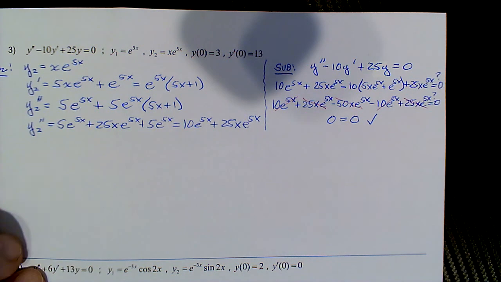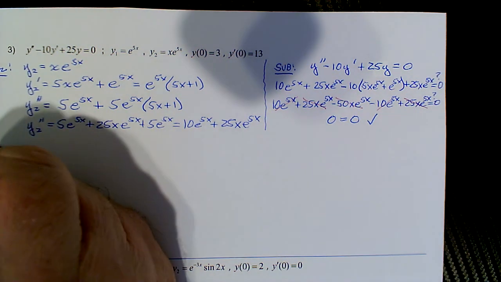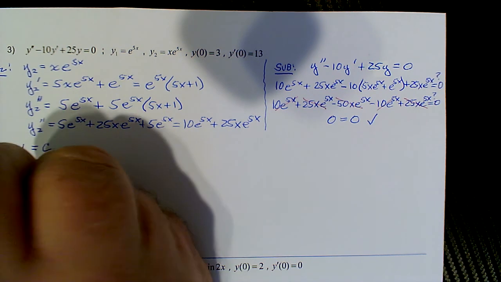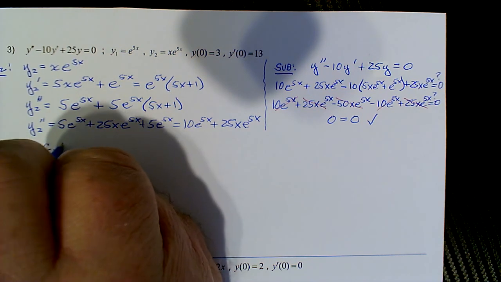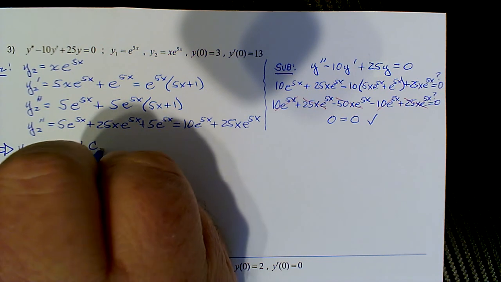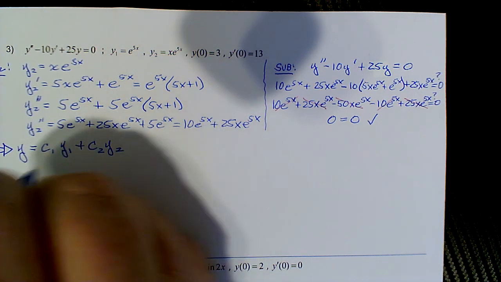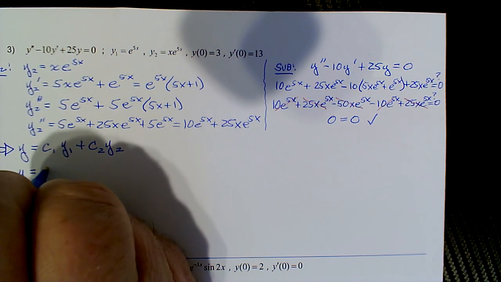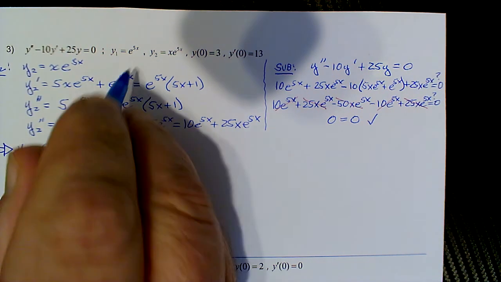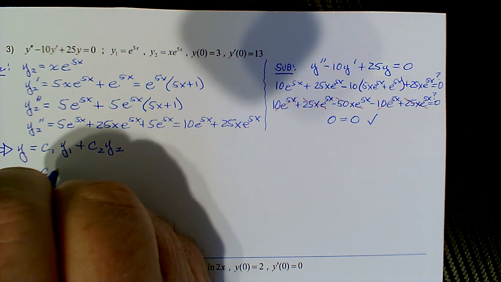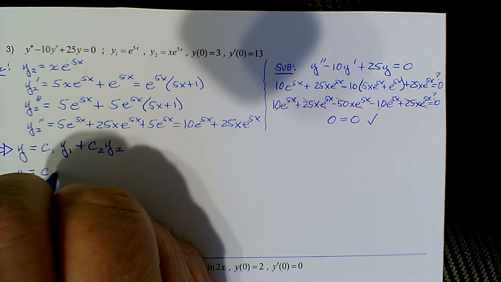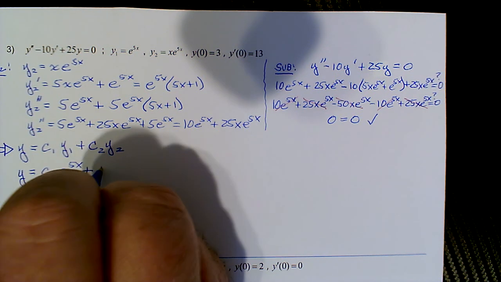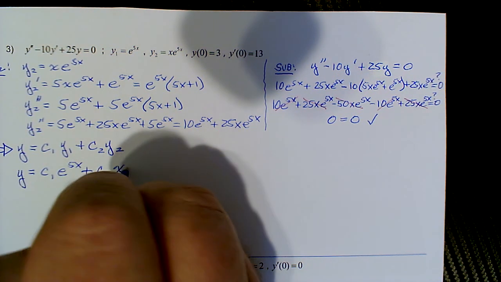Alright, so now the main part, principle of superposition. y is c1 y1 plus c2 y2. So that gives us c1 y1, which was e to the 5x, and again you could check y1 on your own, that's an easy one to check, and then plus c2 y2, x e to the 5x.